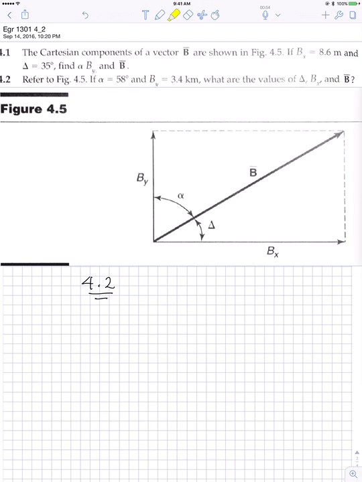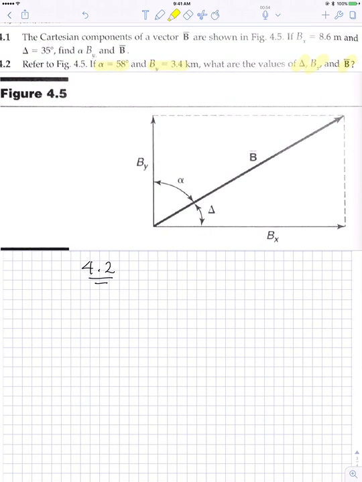We are given slightly different things. We're given by to be 3.4, and instead of delta, we're given alpha. And we want to find delta. He calls it bx prime and the new vector b. All right, so I guess technically you should put a prime on all these if he's going to use that notation, but we'll just go with it.